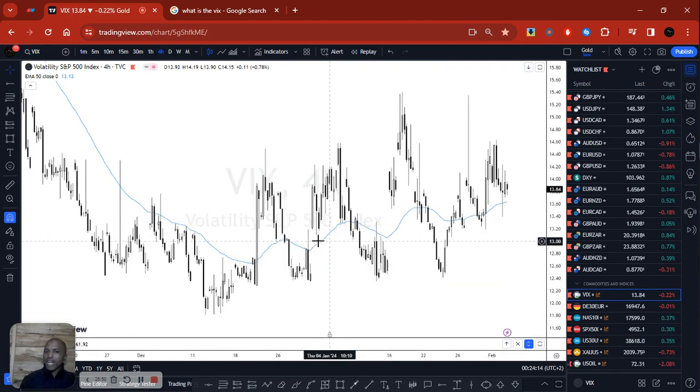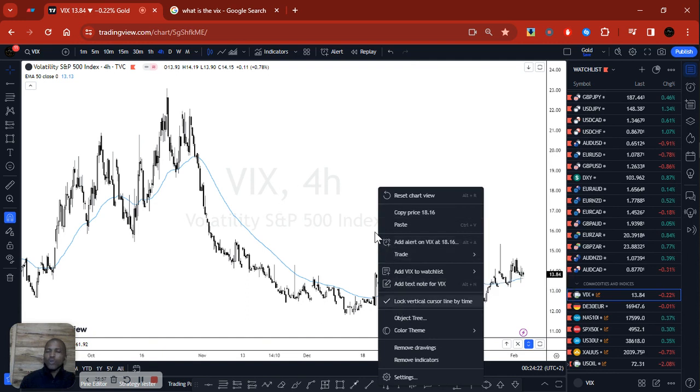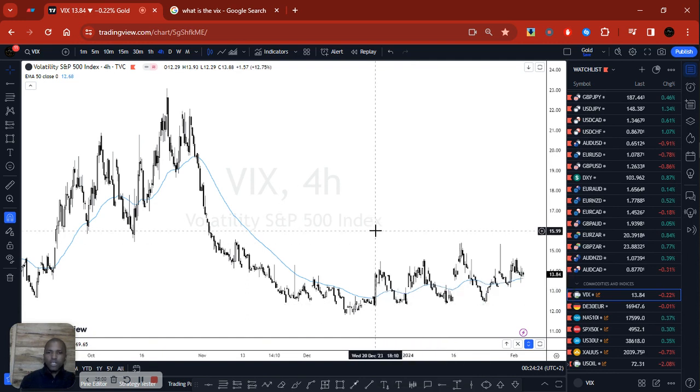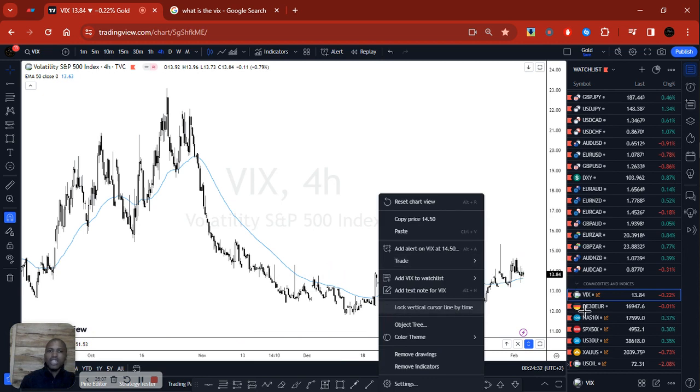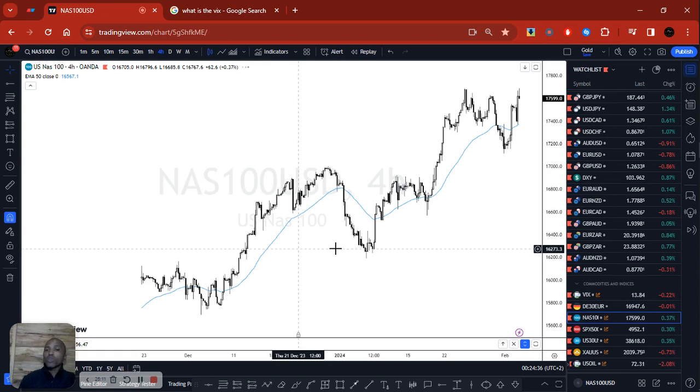Drop down to the 1 hour, and you're still waiting for the same thing. Look at even the 4 hour. Let us unlock this. It was only just around December 20 when we had a close above the volatility index on the 4 hour. So let us lock this, and then let us go back to your indices to see if you could have looked for opportunities there.